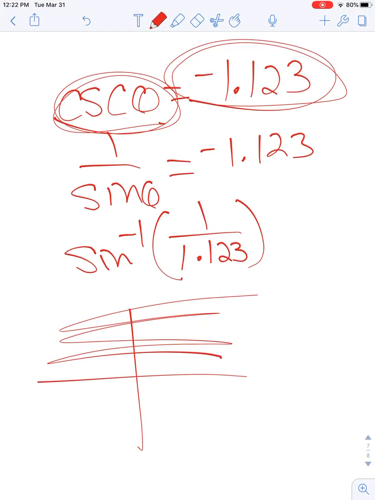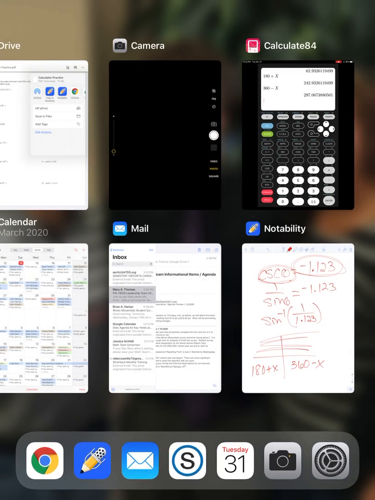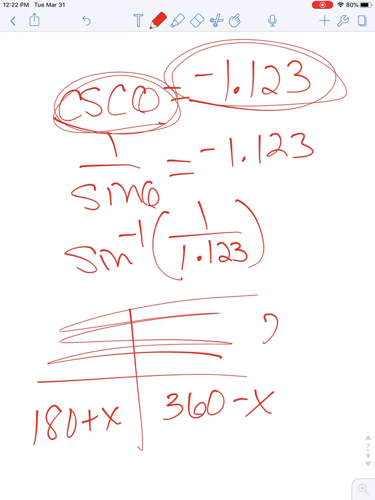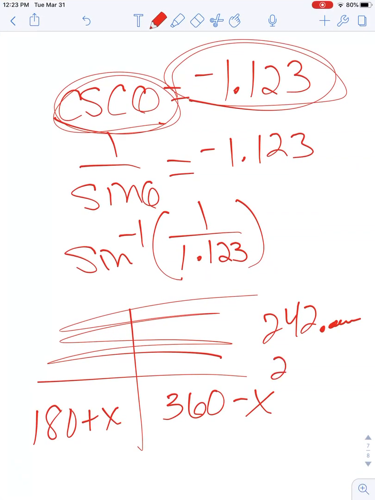So look at what quadrants we're in. We're in 3rd and 4th. So here I'm going to add 180. Here I'm not going to get all the way to 360. Remember, we never use 90, never use 270. So I'm going to go 180 plus x, 360 minus x. So those are my answers. 242 point and so on. Of course, you would round that to 3 decimal places. And 297 point and so on. You would put 3 decimal places.